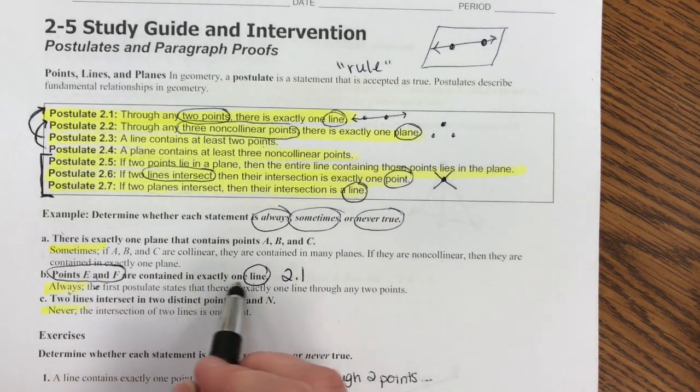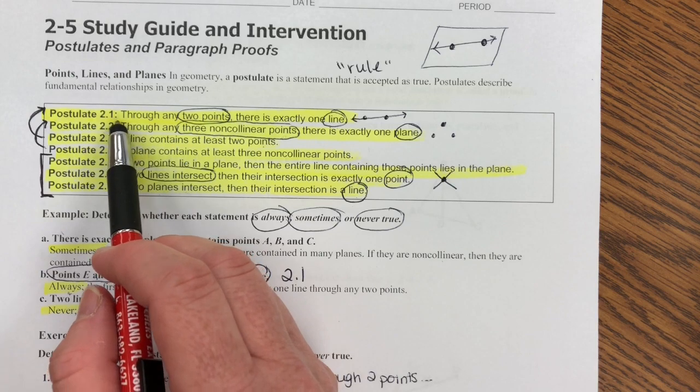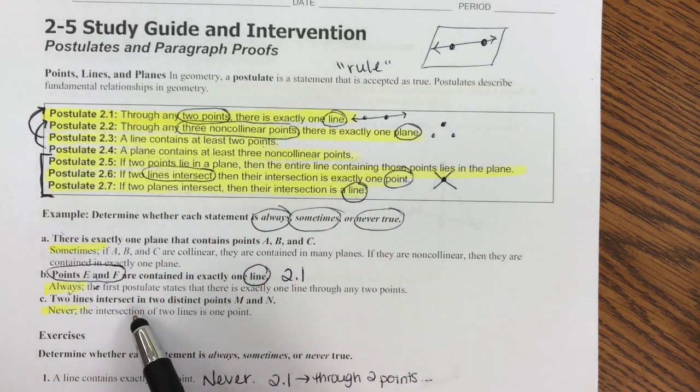Points E and F are contained in exactly one line. There it is again, tardy bell. Because through any 2 points, there is exactly one line. The first postulate tells us here.